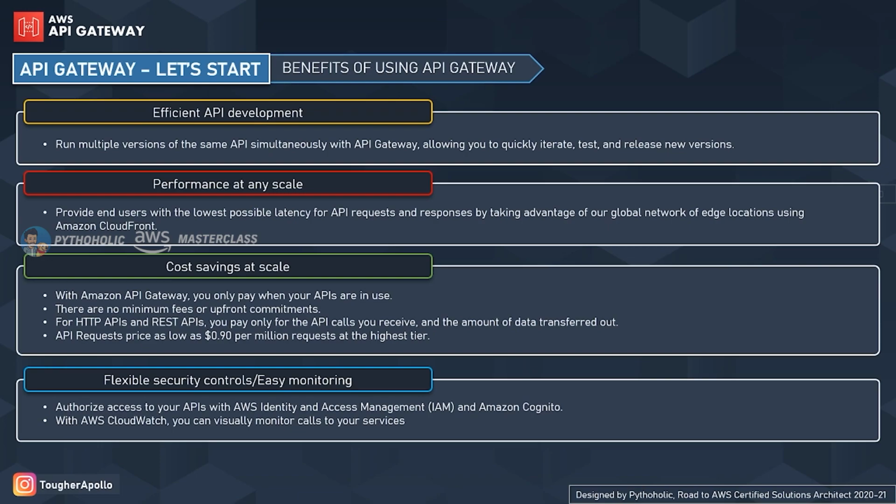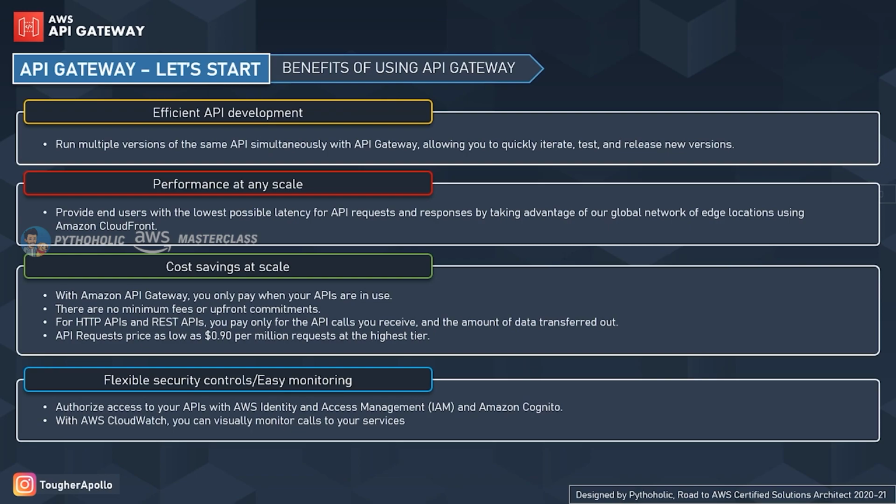and make sure they are stable, and we share the new version with the customers, keeping the older versions alive so that they make the decision when to migrate to the newer version of the APIs. So this whole process becomes very safe and convenient with API Gateway because you can run multiple versions of the same API simultaneously, which allows you to quickly iterate, test, and release new versions.